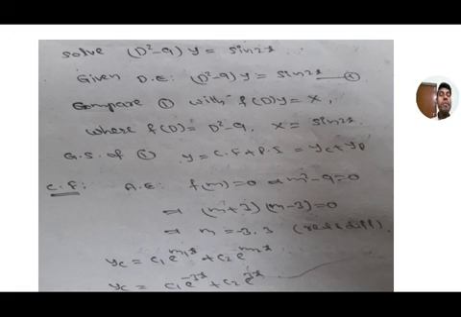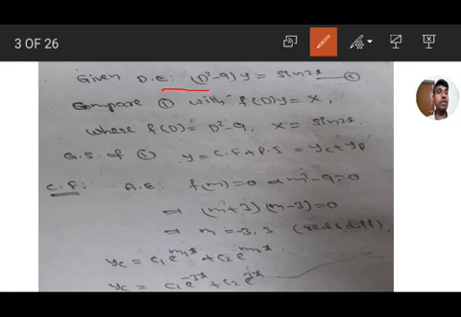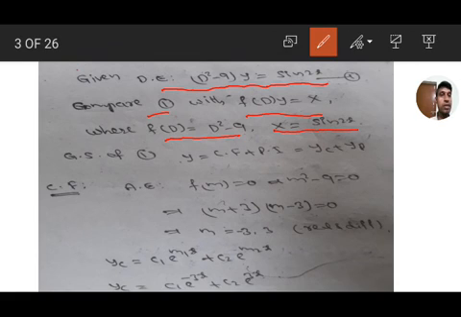First problem. Solve (D square minus 9) y equal to sin 2x. So the given differential equation is (D square minus 9) y equal to sin 2x. Compare equation 1 with f of D of y equal to capital X. We get f of D equal to D square minus 9, capital X equal to sin 2x. So the general solution of equation 1 is complementary function plus particular integral, that is yc plus yp.